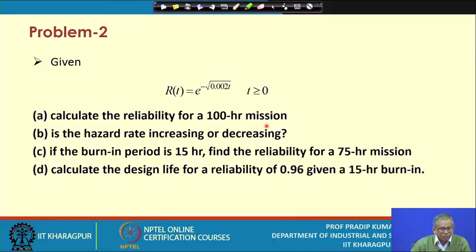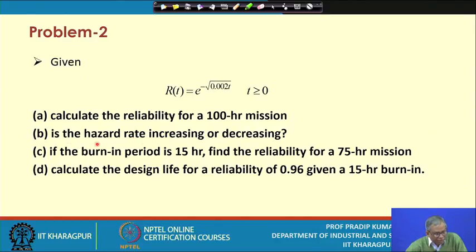Now the second problem is also a typical one. Given R(t) equals e to the power minus root over 0.002t, for t greater than 0. Calculate the reliability for a 100-hour mission. That means what is the probability that it will run, or survive, for 100 hours?